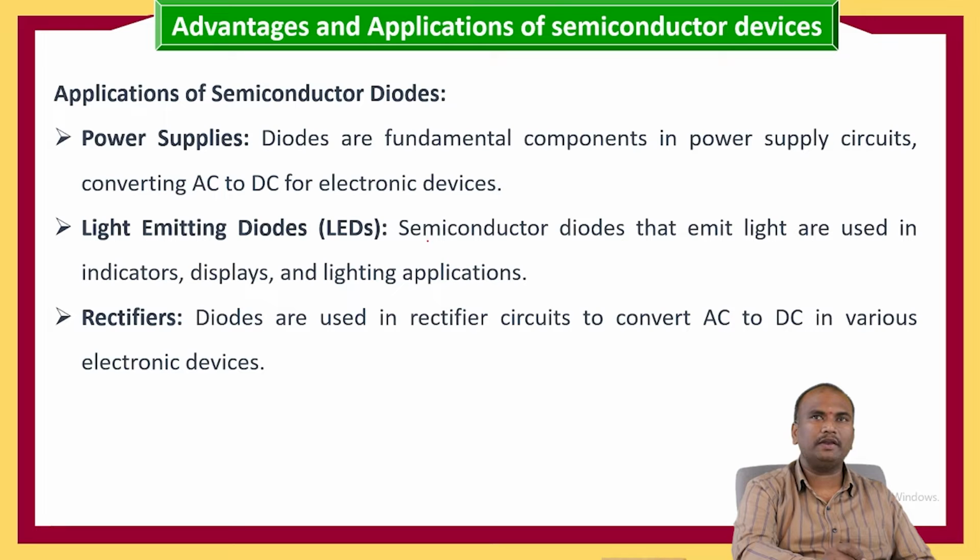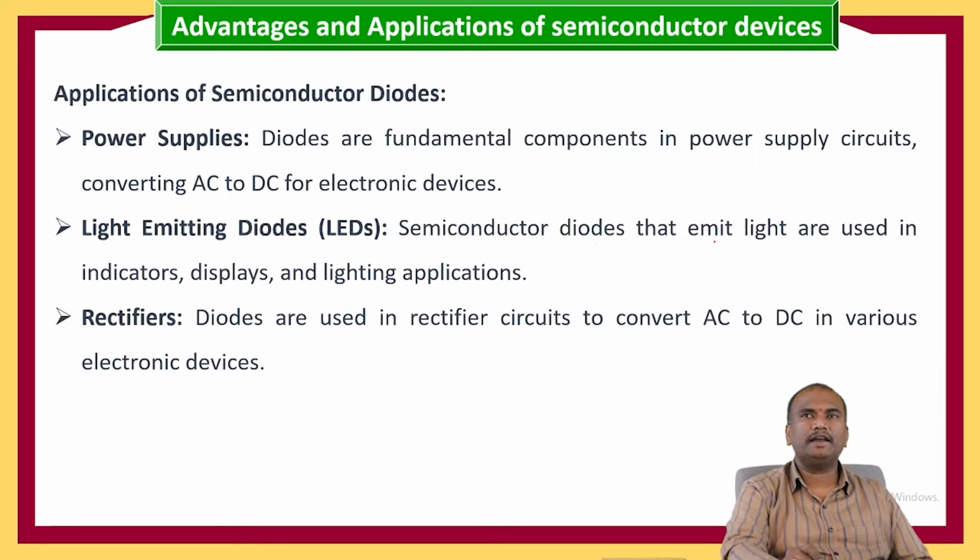And light emitting diodes. Here, semiconductor diodes that emit light are used in indicators, displays and lighting applications. And rectifiers. Diodes are used in rectifier circuits in order to convert AC to DC in various electronic devices.